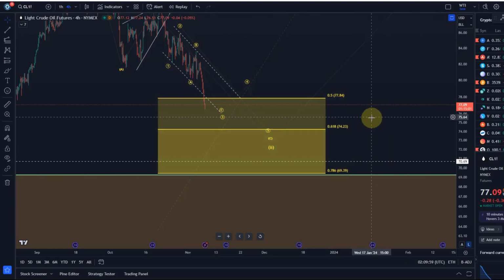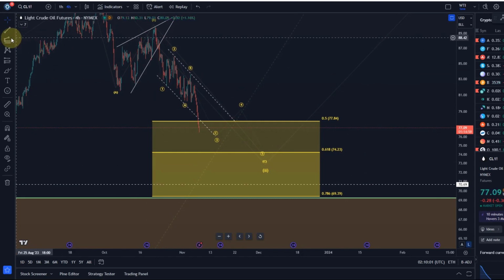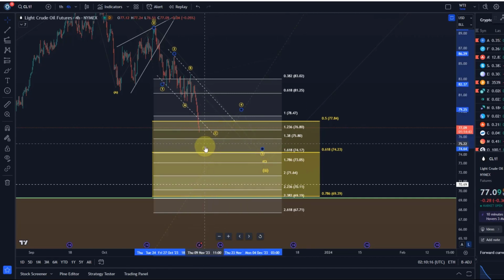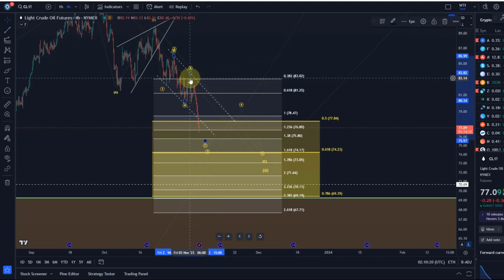In addition to that, we can take the length of that 1-2 setup as I did with Brent Crude. And we're looking for the 1.236 to the 1.38 extension. That's here now, $75.80. If we go lower, $74 is the next level. That is also suitable for the wave 3. Seems like we might get there because we have only 3 waves in wave C so far.